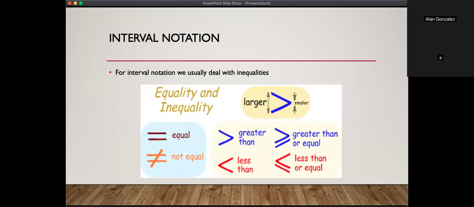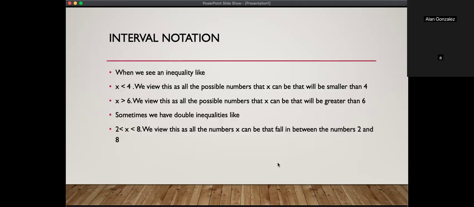number, right? That's how I viewed it when I was little. It's an alligator trying to eat the biggest portion of food. So that's why it's open towards the larger number. But anyways, there's greater than, there's less than, there's greater than or equal to, and less than or equal to. All right, we usually see an inequality like this.